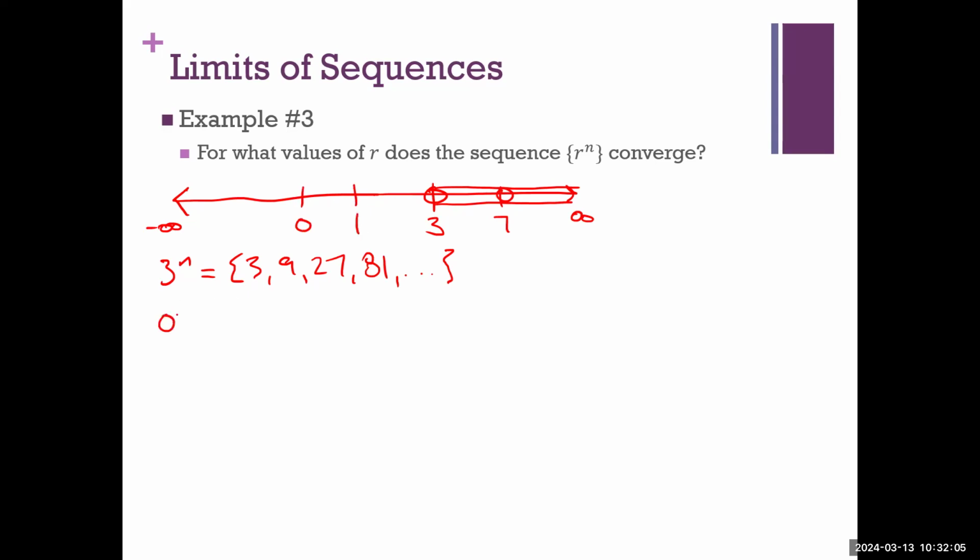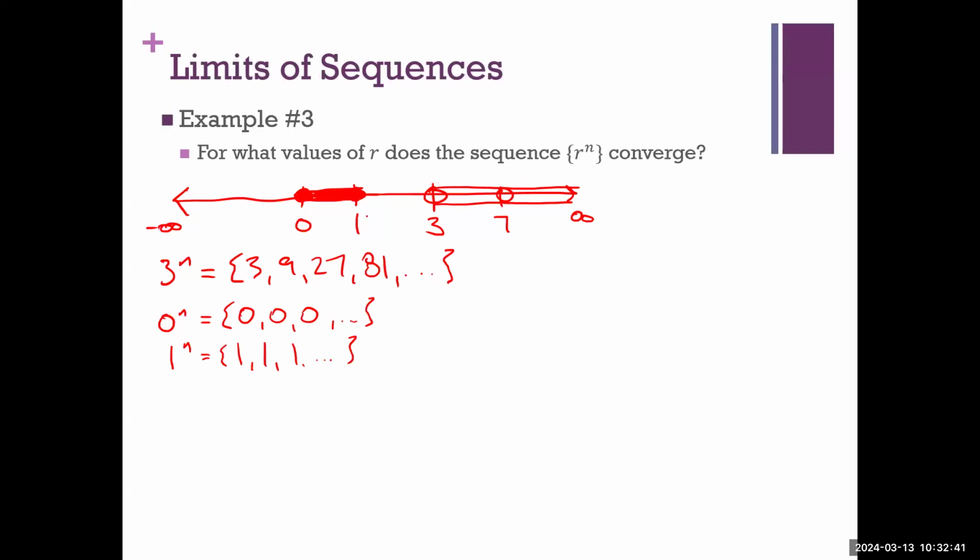If R is equal to 0, so 0 to the n, what does this sequence look like? Doesn't it basically look like the one we just dealt with? So I think at 0, I have convergence. What about for 1? That's another constant sequence. So 0 to 1, and I'll fill in the blanks here. Everything between 0 and 1, you're going to get convergence for.